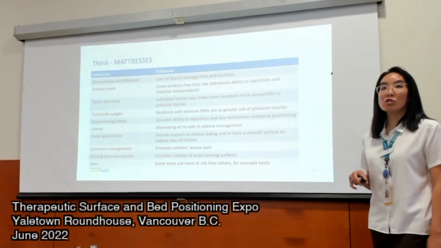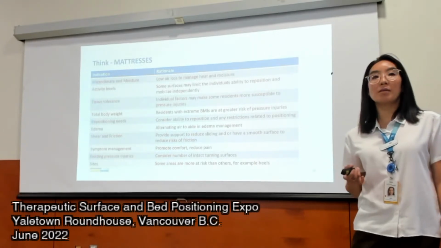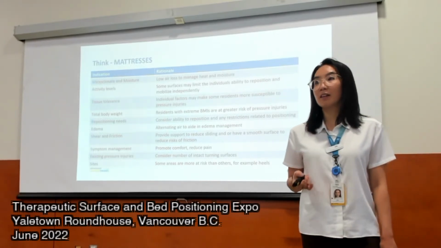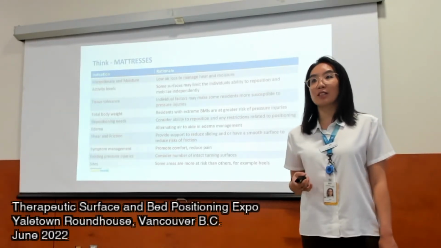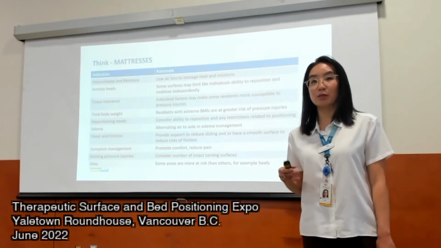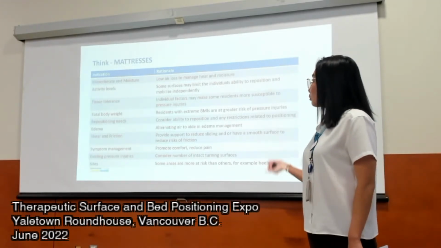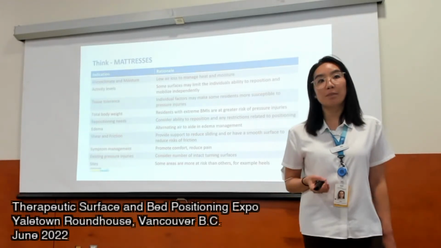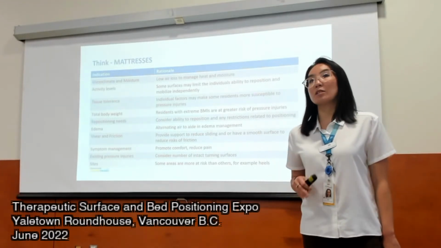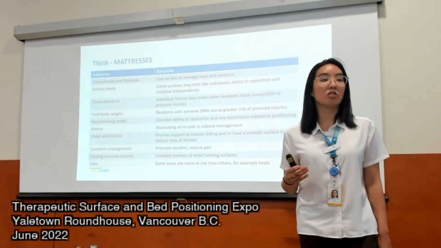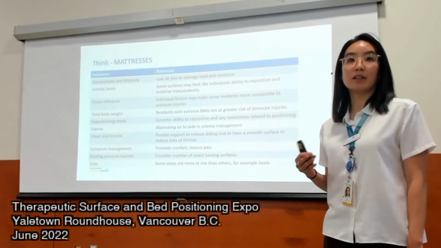Body weight is pretty self-explanatory. Somebody who's really thin and bony, their bony prominences are going to be more prominent than somebody who's not. And then the reverse effect is if somebody has a really high BMI, their higher weight is going to put more stress and strain on the tissues and put that person at higher risk of skin breakdown.